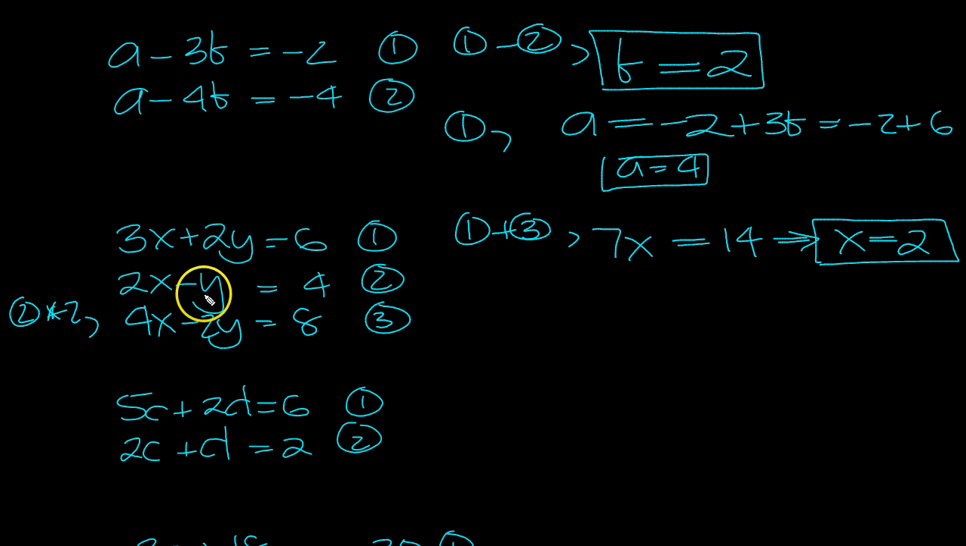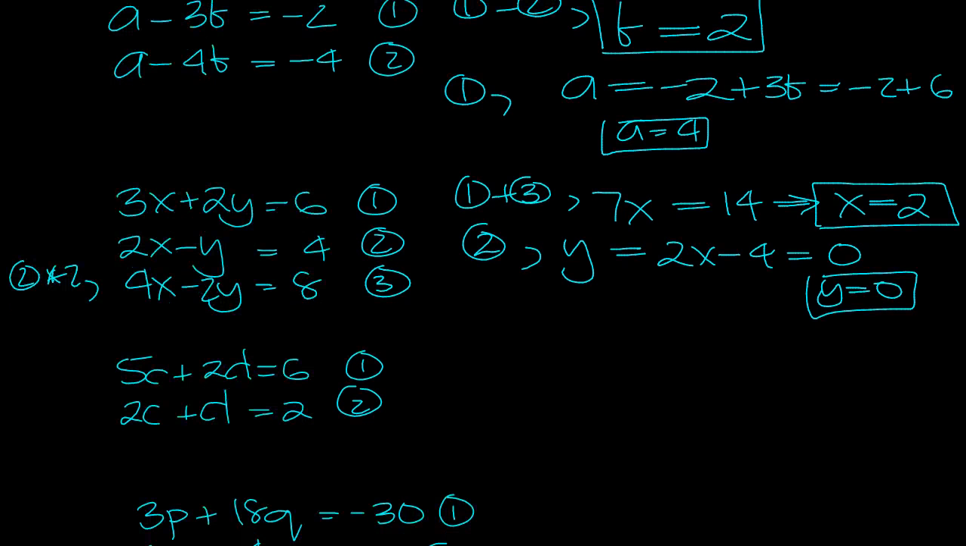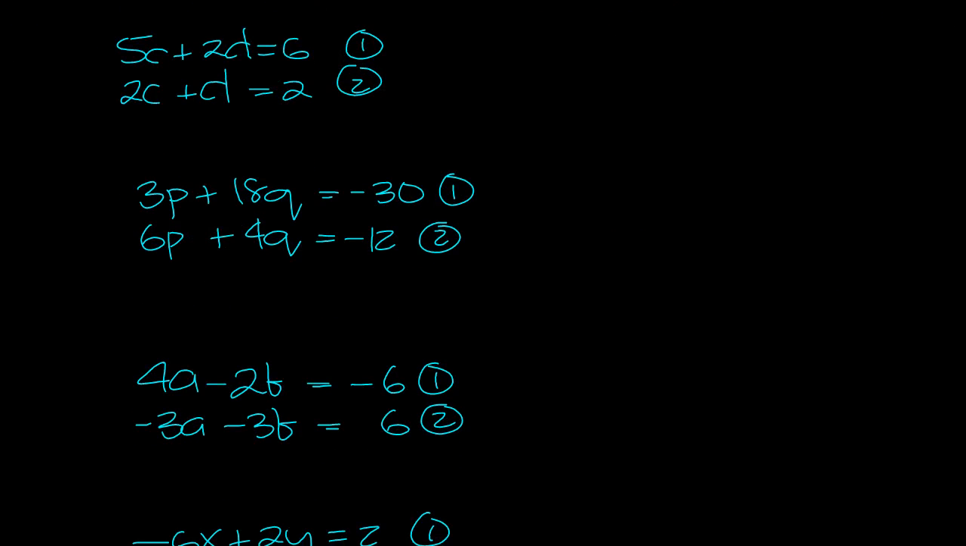x is 2, and we can get y from number 2 easily, can't we? Because if we move that y over here and write it down, it will be 2x, leave that as is, and then move the 4 to minus 4 to be rid of 2x. 2 2's are 4, 4 minus 4 is 0. So y equals 0. Okay, that's that one. Next one. Okay, let's move on to this one then.